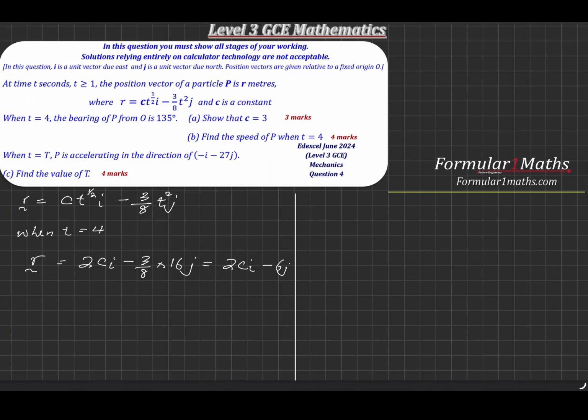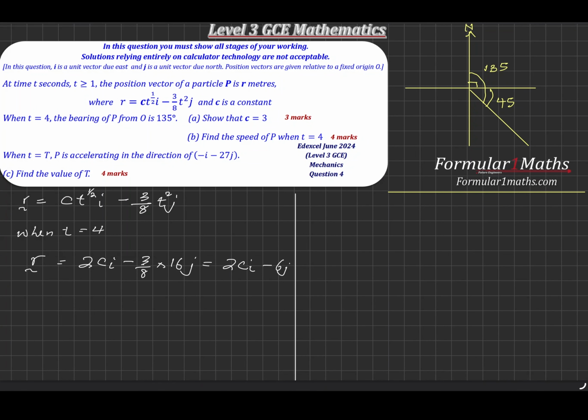But we are told that for this case, the bearing is 135. So let's try to sketch it. I have cardinal points over here, and the direction according to the bearing will be somewhere over there, which means this angle here is 135, as bearings are always measured from the north. But we know that this angle is 90, which makes this angle here 45.